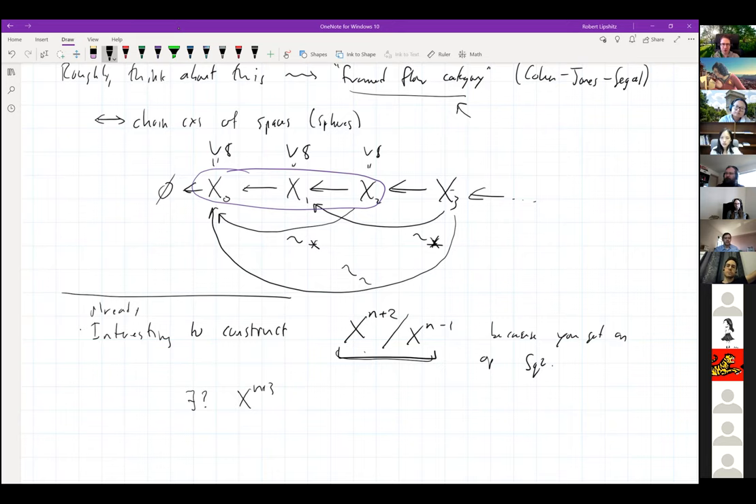That would be great. You also can weaken the target category. I maybe said this last time, maybe just in an email or in chatting at the end, but instead of the Burnside category, instead of the frame flow category, you could look at spin cobordisms or oriented cobordisms, or spin C cobordisms or whatever. You can look at something that's in between unoriented cobordisms and frame cobordisms. So maybe you can get a refinement somewhere in there.